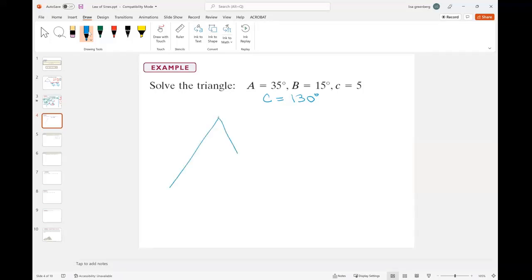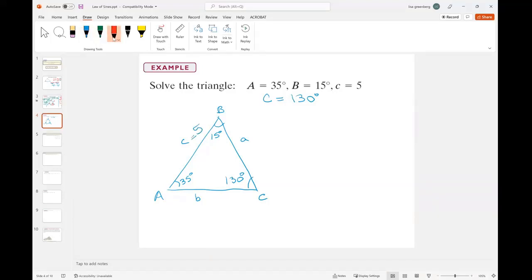So again, I do the exact same thing. I'll just do another example just for the heck of it. I'll call this A, I'll call this B, I'll call this C. That means this is C, this is A, and this is B. This is obviously not to scale. This is 130 degrees, this is 35 degrees, and this is 15 degrees. And I know C equals 5.